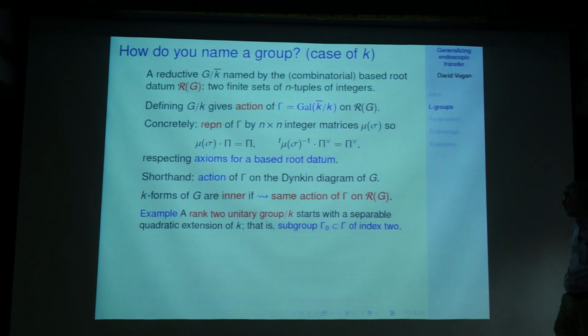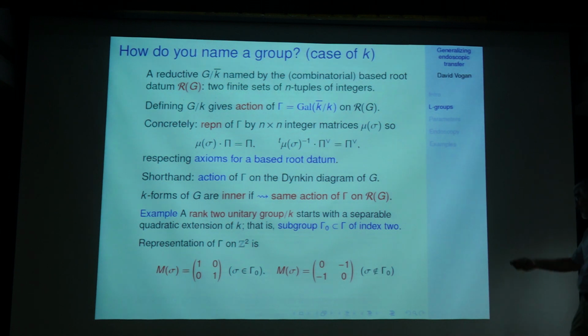For example, a rank 2 unitary group over a field begins with a separable quadratic extension of K, which is to say a subgroup of the Galois group of index 2. And this is an inner form of GL2. I wrote the root datum for GL2 on a previous slide, and the Galois representation on Z^2 sends any element of this big subgroup, gamma naught, to the identity, and any element not in the big subgroup to this matrix of order 2.